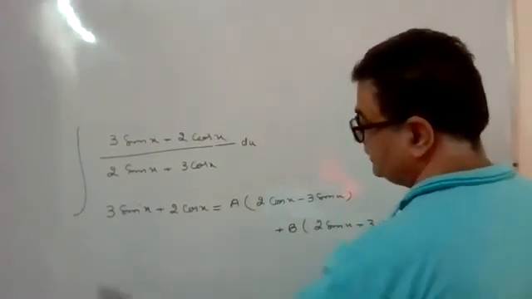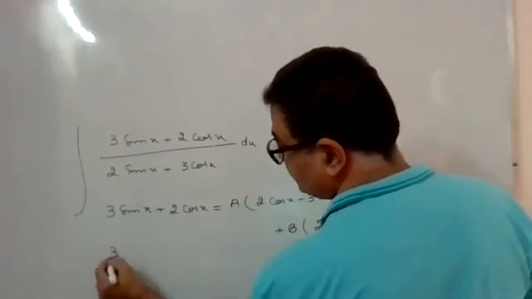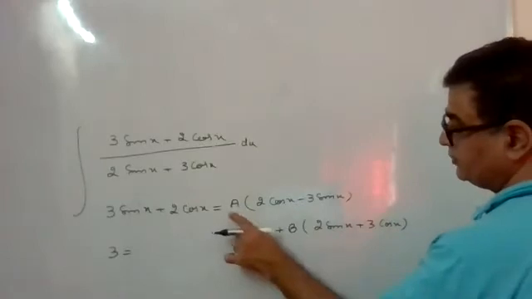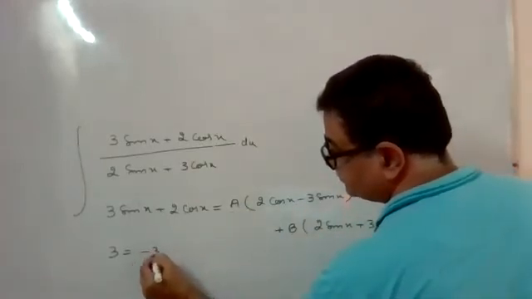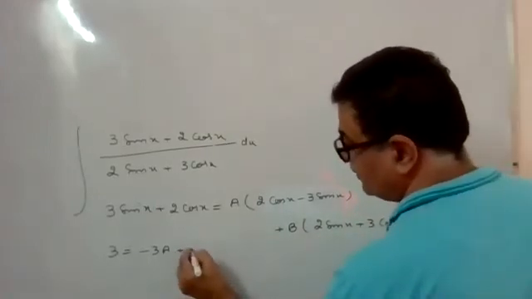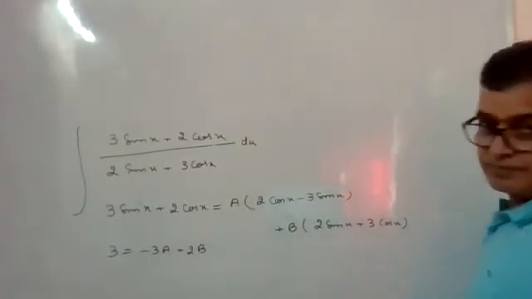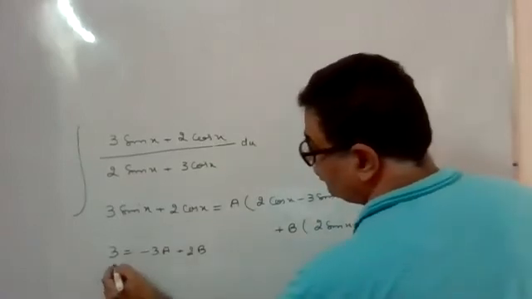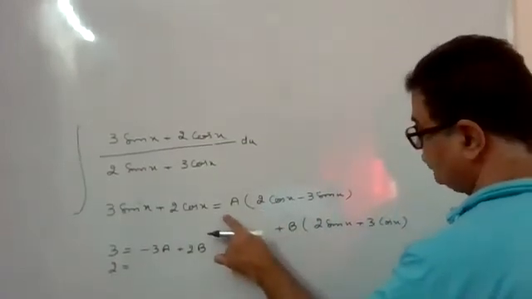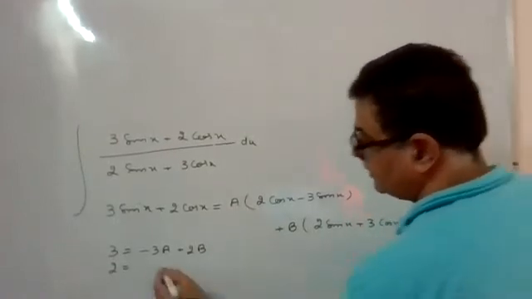Then comparing sin with sin. So 3 is the multiple of sin here. Here sin will be minus 3a, and here it will come out to be plus 2b. Same way when you think about cos, it will be 2. What will this come? 2a plus 3b.